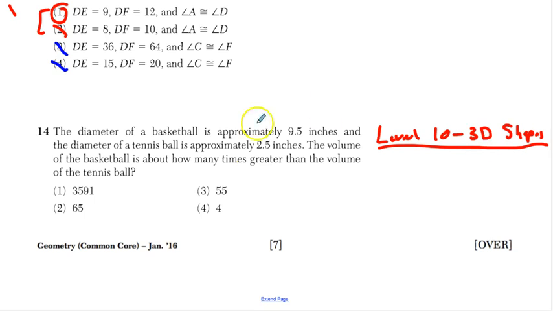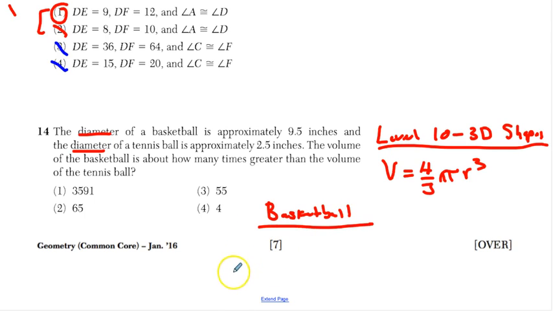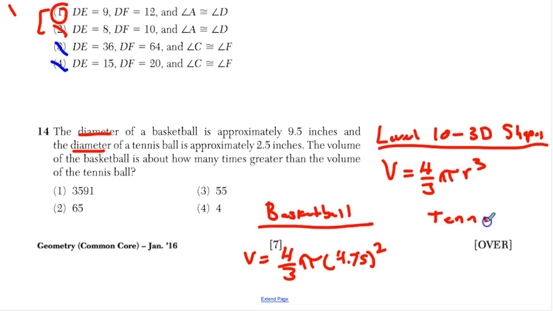Now the volume of a ball is going to be calculated using this formula. Volume is equal to 4/3 pi r to the third. Now both of these measurements are in diameter, so we're going to have to cut both of those in half. So the basketball will have this volume. Volume is equal to 4/3 pi times 4.75 to the third. The tennis ball, what we'd have is volume is equal to 4/3 pi times 1.25 to the third. Come on, Siegel. Yes, to the third.